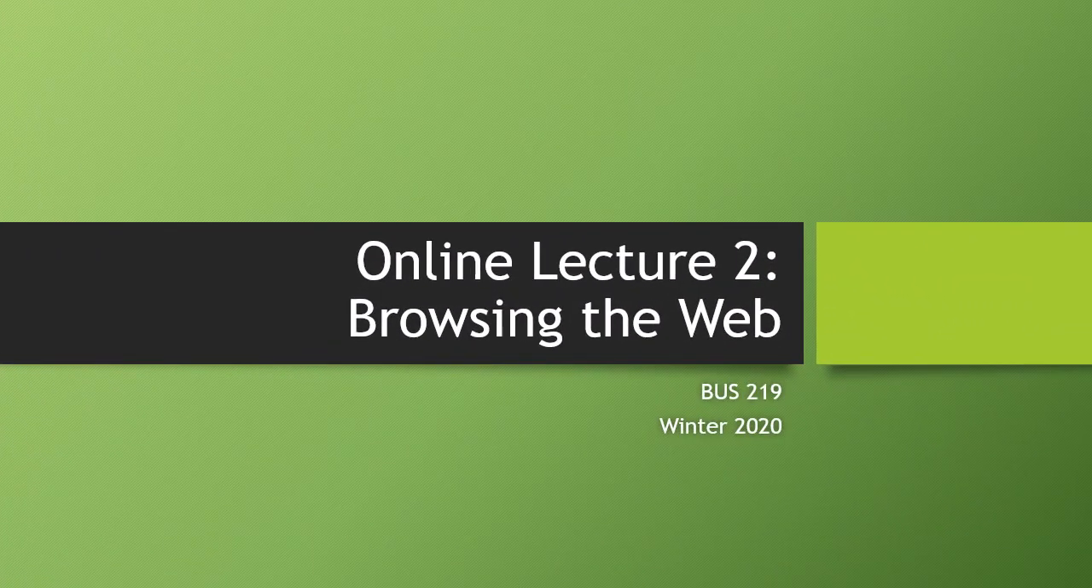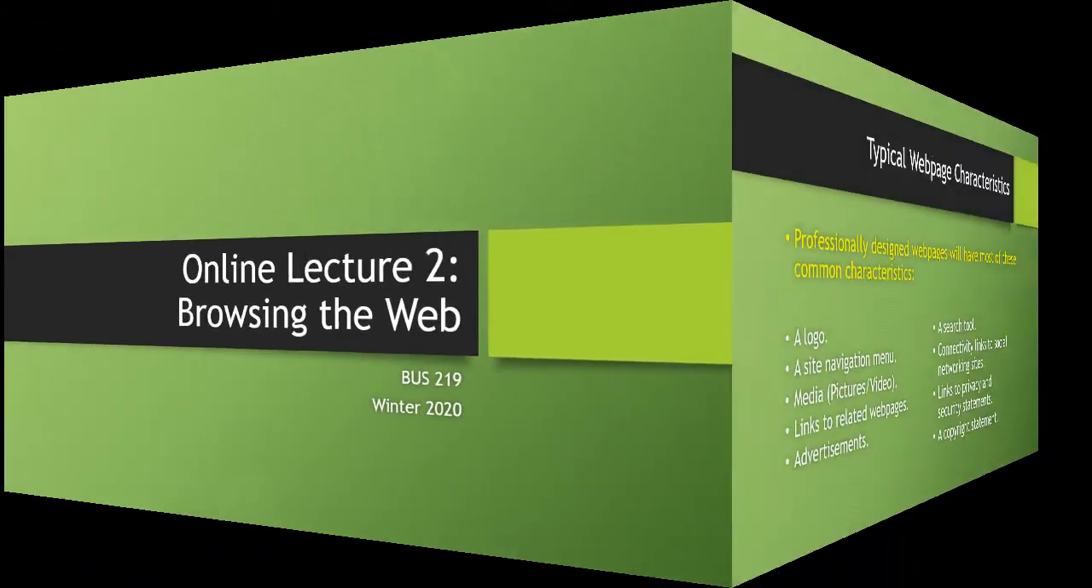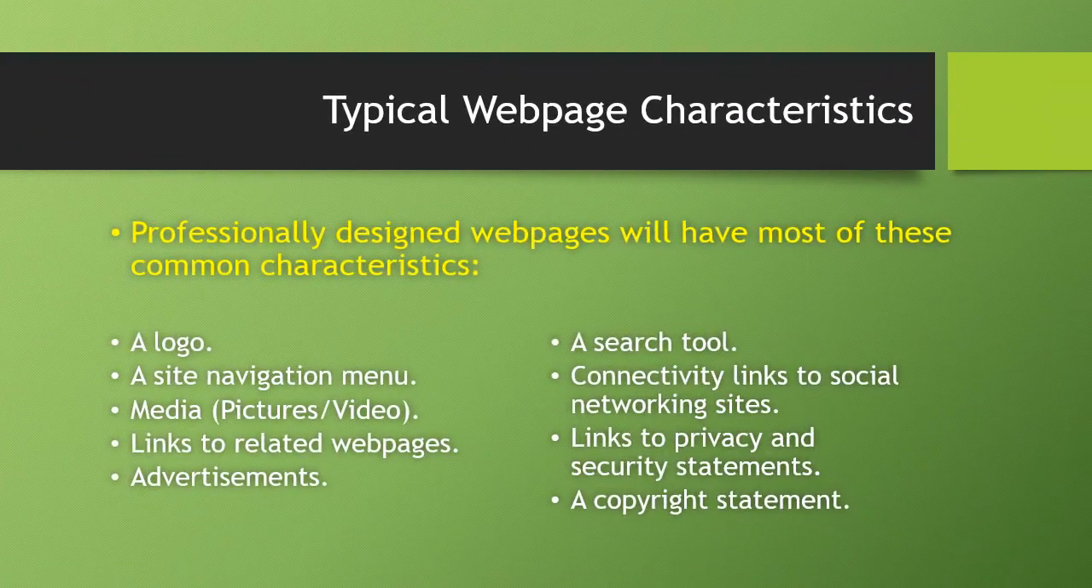This is Online Lecture 2, Browsing the Web. First, let's talk about what your typical web page characteristics would be on something that is professionally developed.